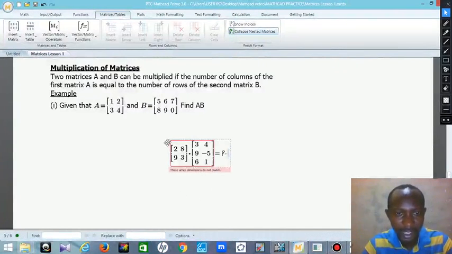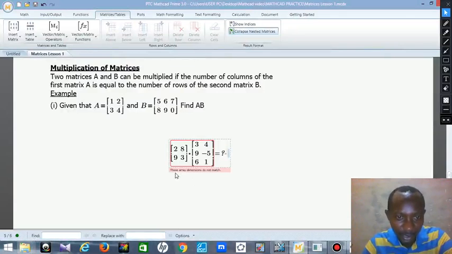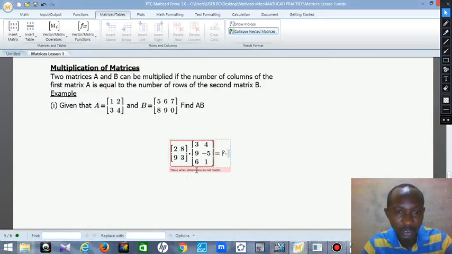See, it highlighted with red color. These matrices are not compatible for multiplication. If you can see this little statement here, it says these array dimensions do not match. That is, the order of the matrices do not match. Remember, I told you order of a matrix and dimension are the same. That's why the system cannot solve it.